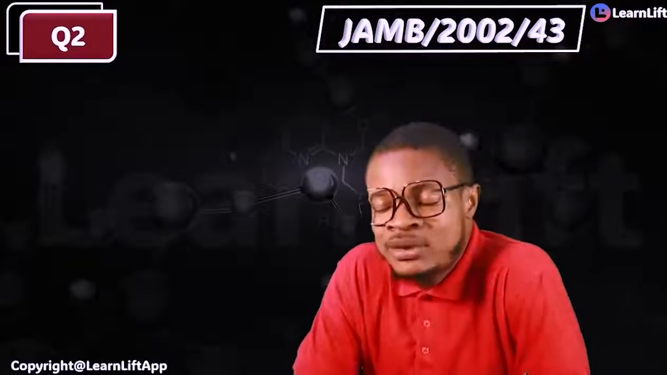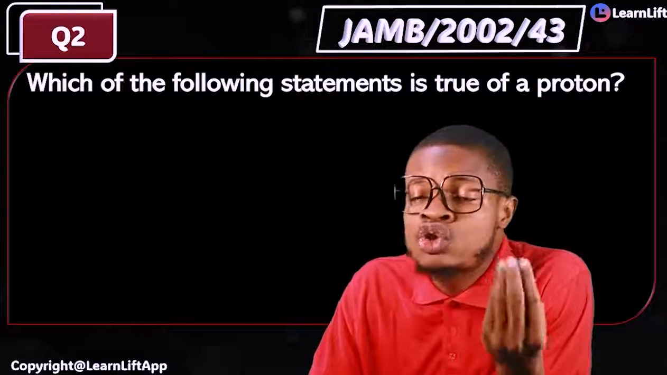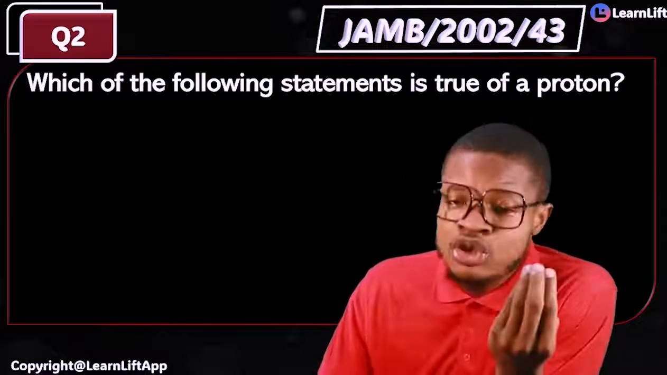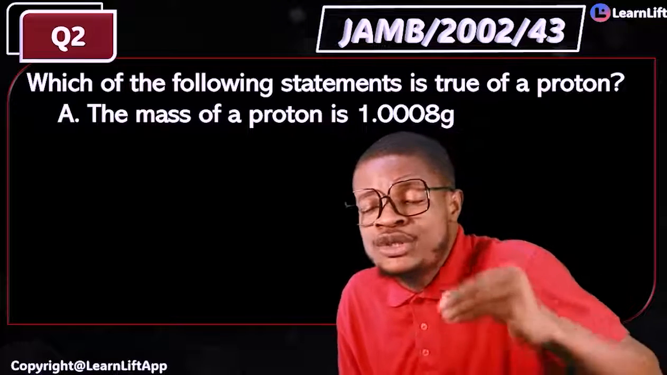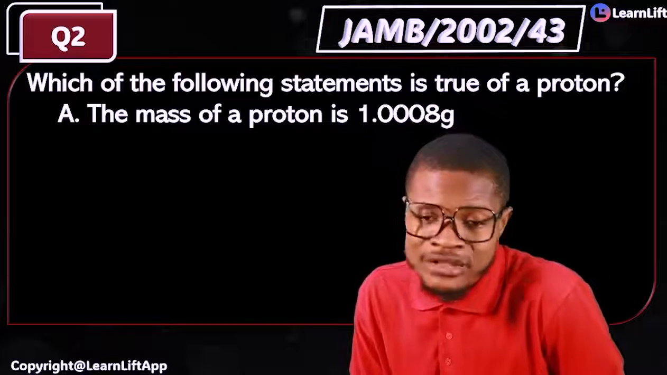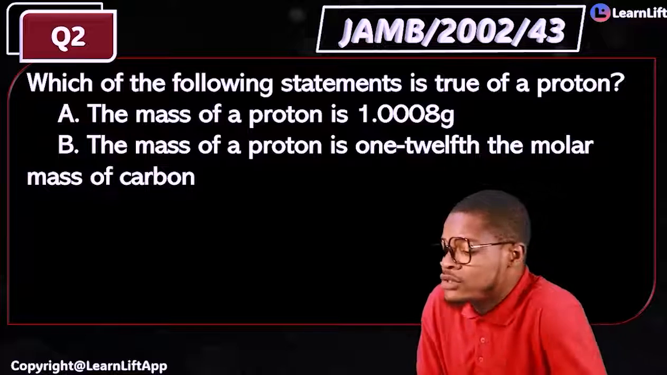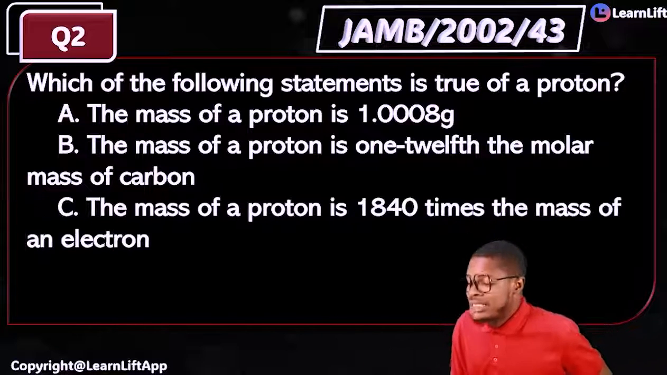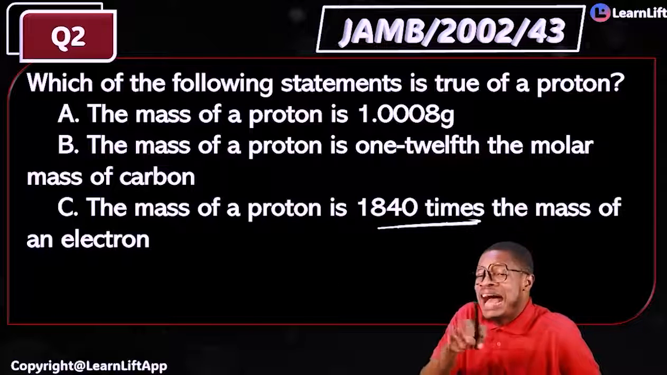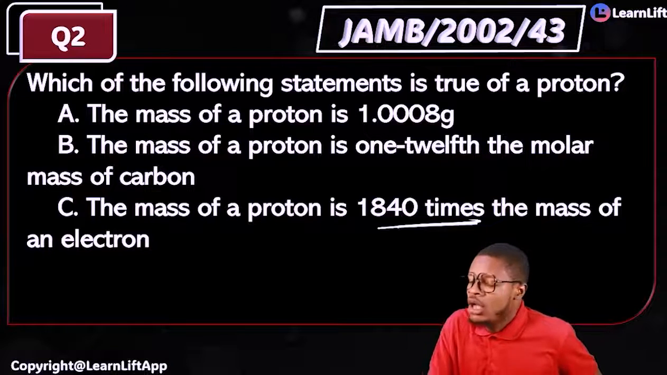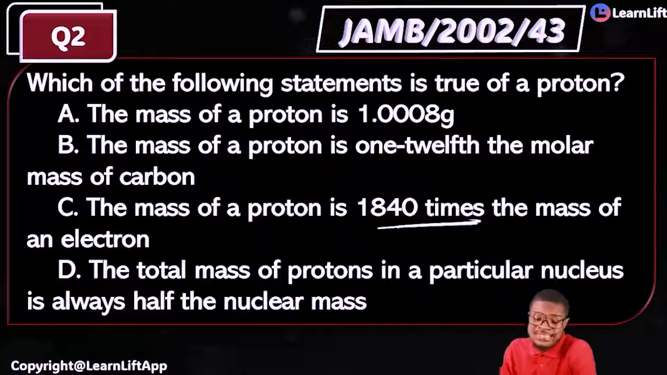Answer this question. JAMB 2002 question 43. The question says, which of the following statements is true of a proton? Option A says the mass of proton is 1.0008 grams. Is that the mass of protons? I don't know. Option B says the mass of proton is 1/12 of the molar mass of carbon. Option C says the mass of proton is 1840 times the mass of electron. Option D says the total mass of proton in a particular nucleus is always half the nuclear mass. What is the correct answer?